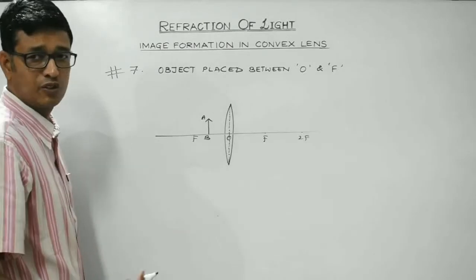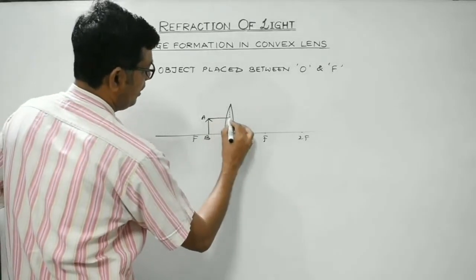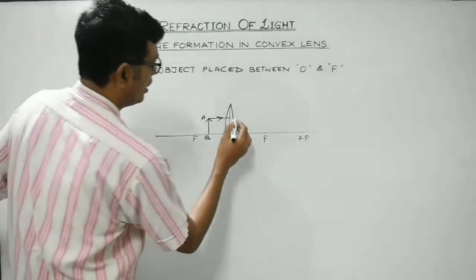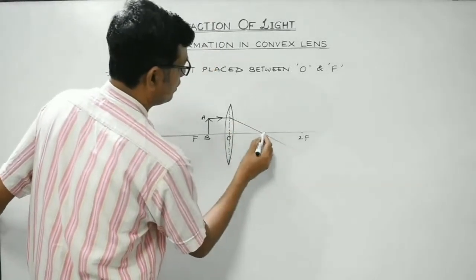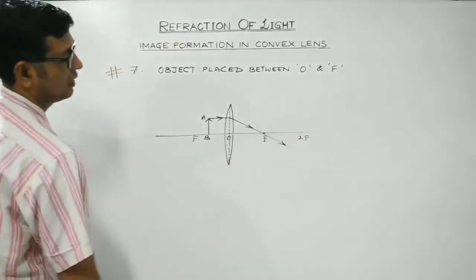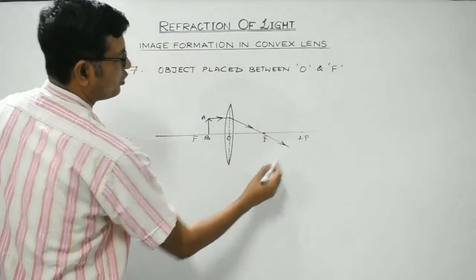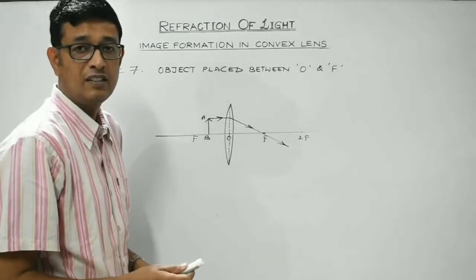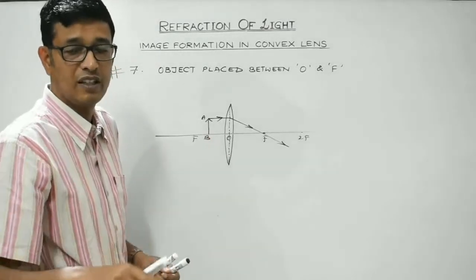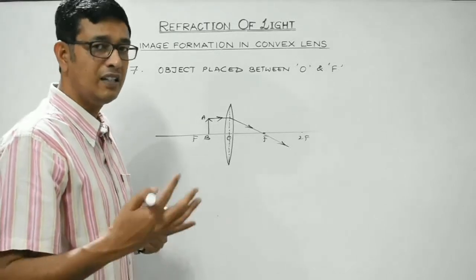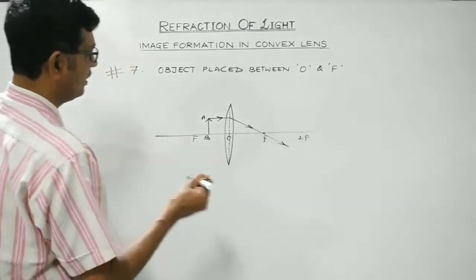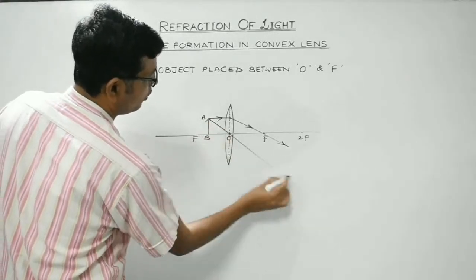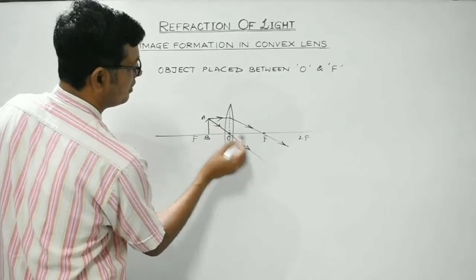So let's make use of the rules. Ray parallel to the principal axis, after refraction, it will tend to pass through the focus, like this. And what about the second rule, students? Ray of light passing through the optical center of the lens will remain undeviated, right? So, this is the optical center. So, the ray which passes through the optical center will remain undeviated, like this.